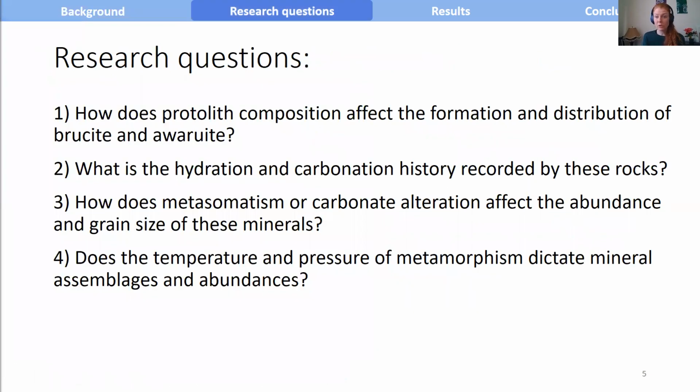So we have four main research questions that we are collecting information to be able to answer. The first one is, how does the protolith composition affect the formation and distribution of brucite and awaruite? Two, what is the hydration and carbonation history recorded by these rocks? And three, how does metasomatism or carbonate alteration affect the abundance and grain size of these minerals? And lastly, does the temperature and pressure of metamorphism dictate mineral assemblages and abundances?